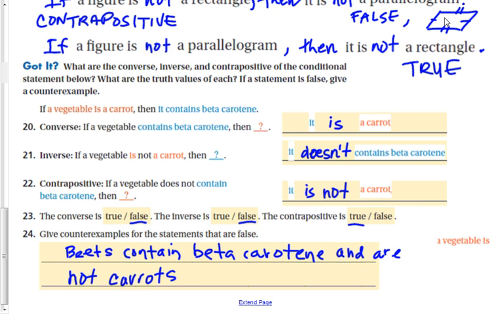You may have noticed a little pattern in here, and this is really always true: whatever truth value the converse has, the inverse will have the same truth value, and whatever truth value the original statement has, the contrapositive will have the same truth value.